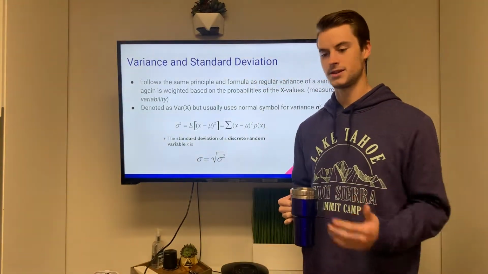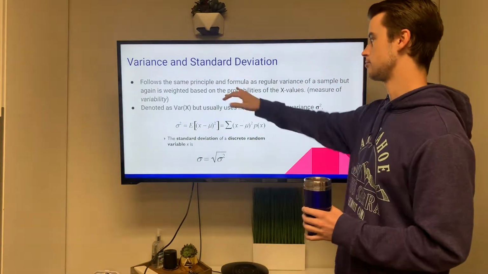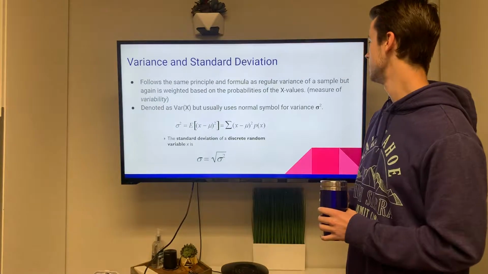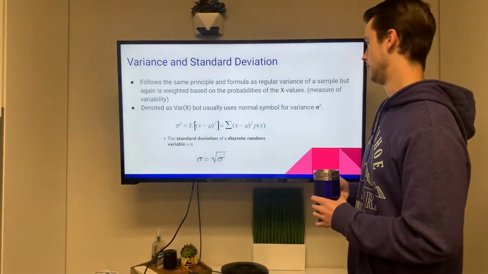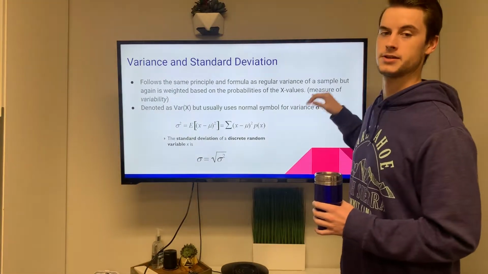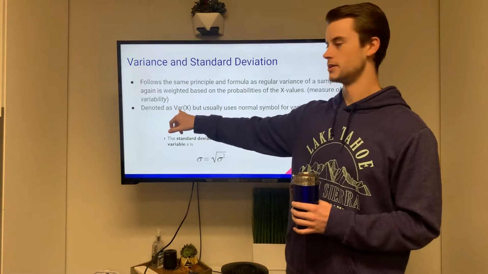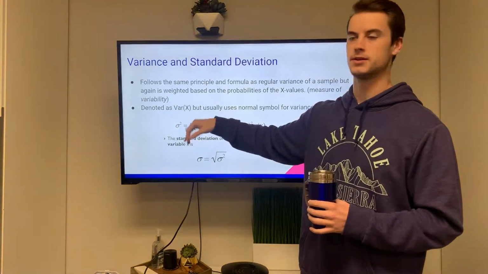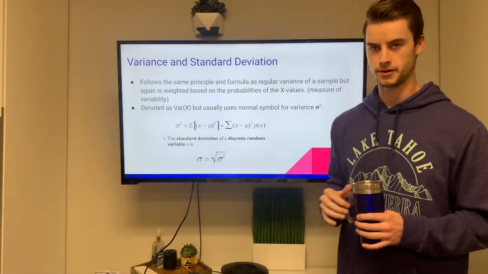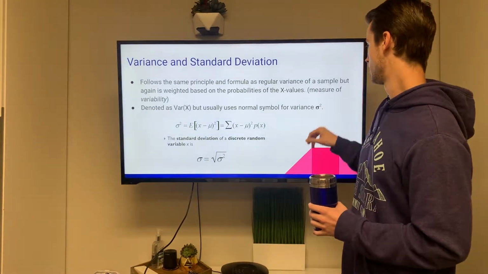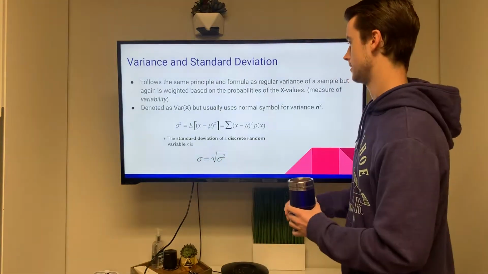Again, we talked about variance and standard deviation. It follows the same principle and formula as the regular variance of a sample, but it's weighted by the probabilities, okay? Variance and standard deviation deal with measures of variability. We denote it as VAR, variance of X, but usually we use sigma squared. Sigma squared is variance, sigma is standard deviation, okay?